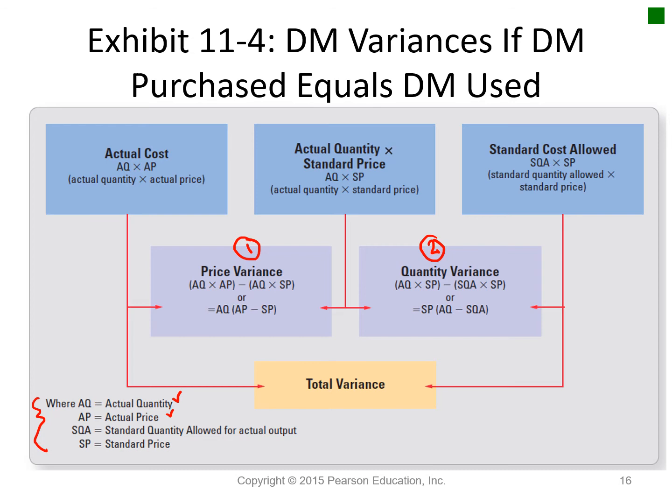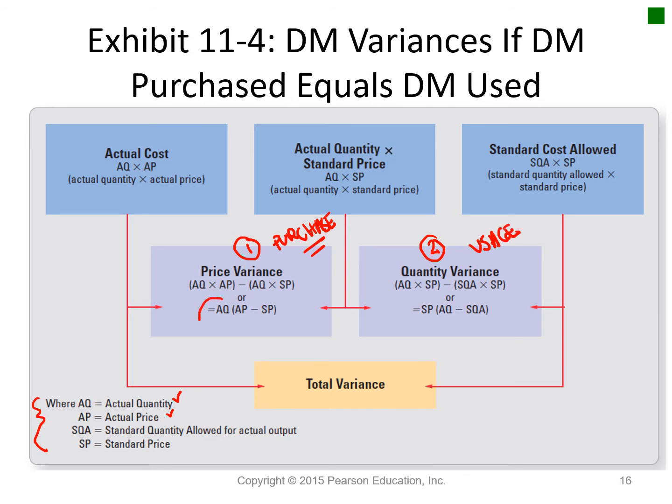So I'm going to make a note here. When you're looking at the price variance, you're basically looking at how well did you purchase the material. So that one is based on purchases. The quantity variance is going to be based on usage or efficiencies.